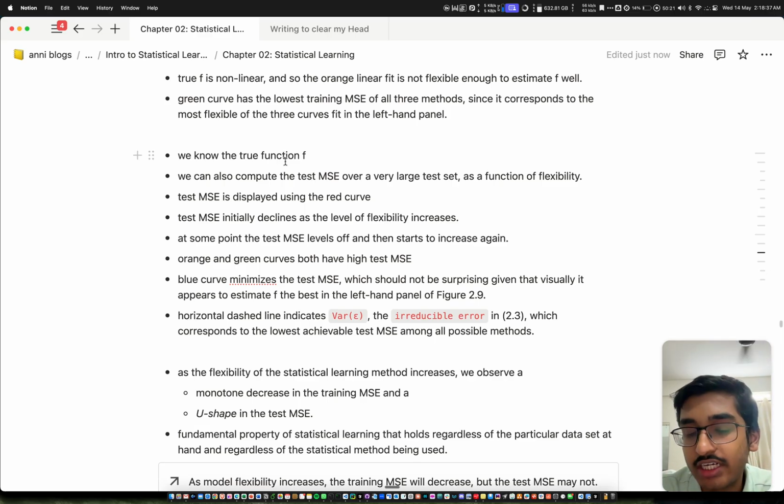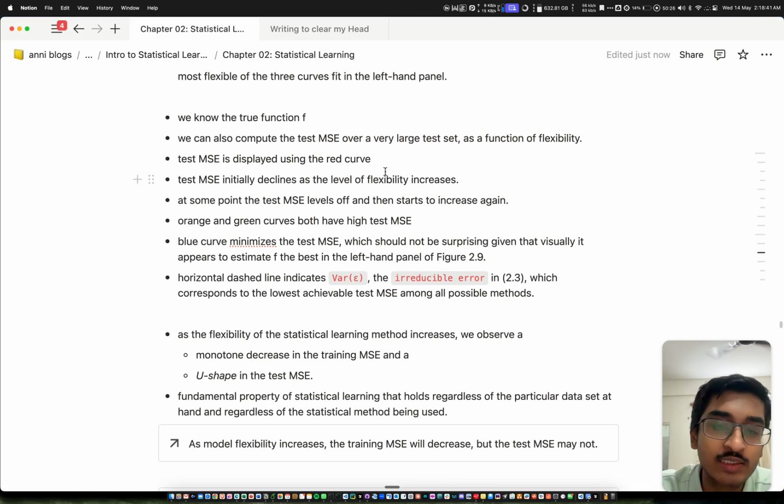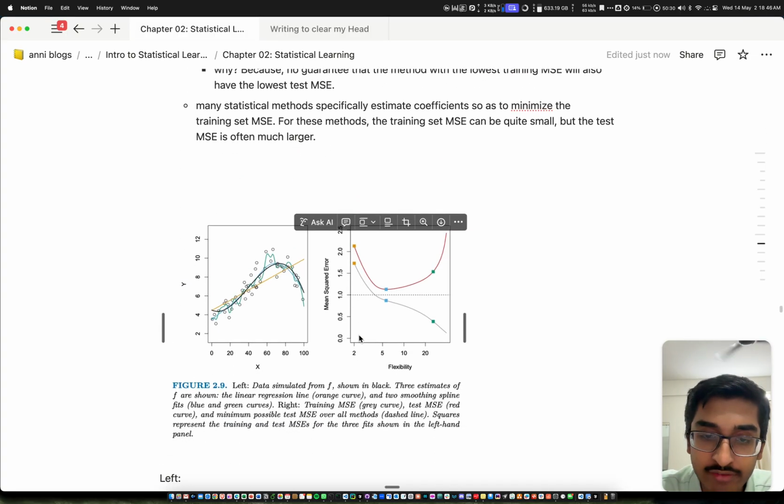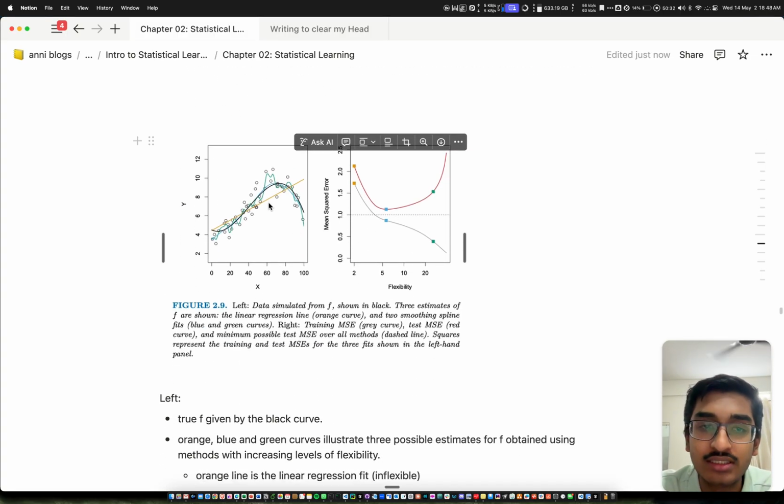So we know the true function f, so we can also compute test MSE, and it's displayed using the red curve as I said. So it initially declines as the level of flexibility increases because the data is not linear, so linear regression doesn't do a good job. It has a high test MSE. So now when we fit a non-linear method, like a spline with high smoothness, we get a lower test MSE, which makes sense because the data is non-linear and we're fitting a non-linear function.